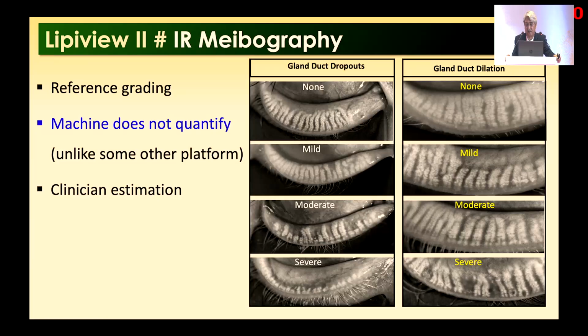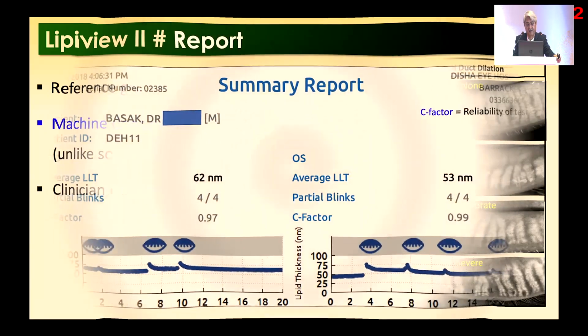But LipiView doesn't quantify how much percentage. The other devices also quantify it, like what percentage of meibomian gland dropout, like 37%, like 25%. This kind of data they also give.